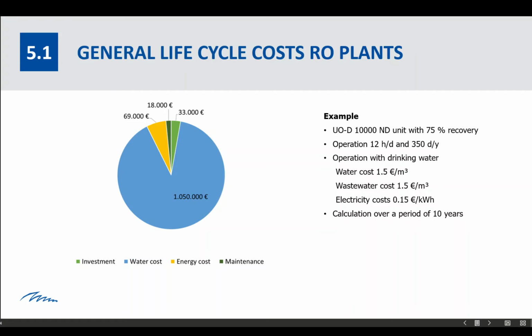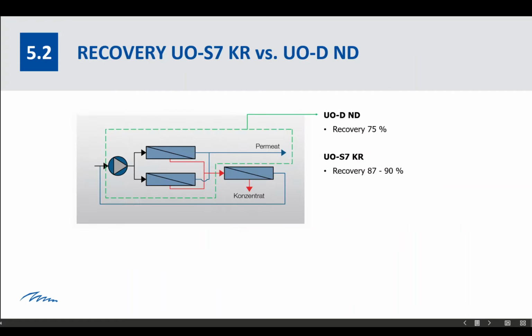So on the left side, we see now the investment with 33,000, and we have the maintenance cost of 18,000, the energy cost of about 70,000, and the water cost in total of something about €1 million. So as we can see, the water cost is the most relevant one for us.